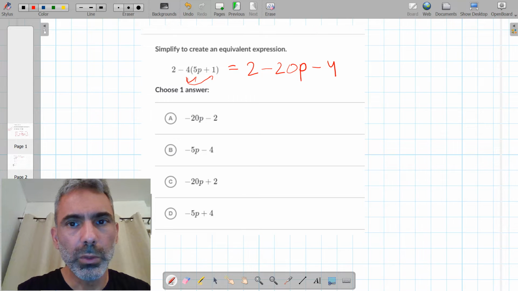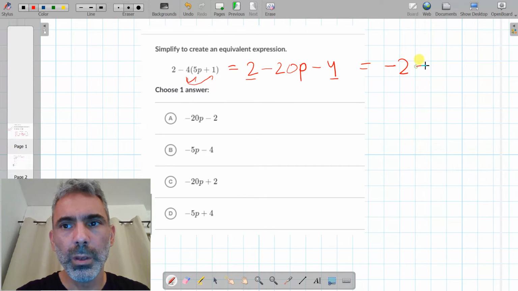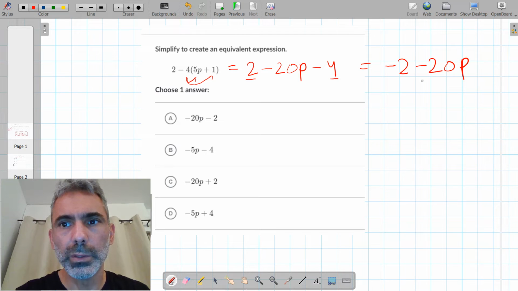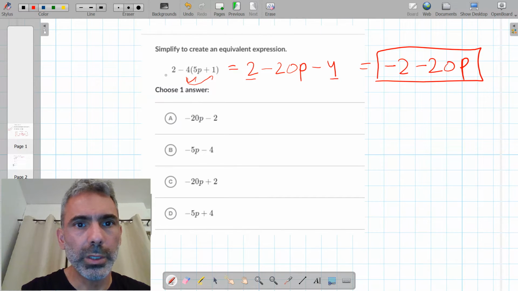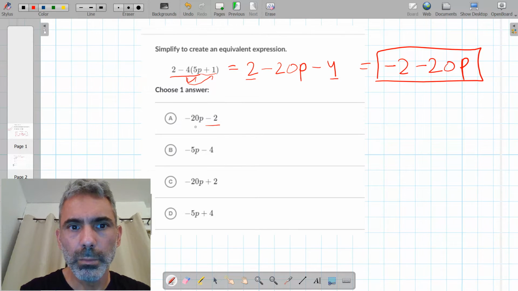And we have a positive 2 here, so we can combine these two terms. So 2 minus 4 is minus 2, and we have minus 20p. So this is the expression here. So let's see, minus 2 minus 20p. Okay, so this is correct, in spite of the rearranged order of the terms.